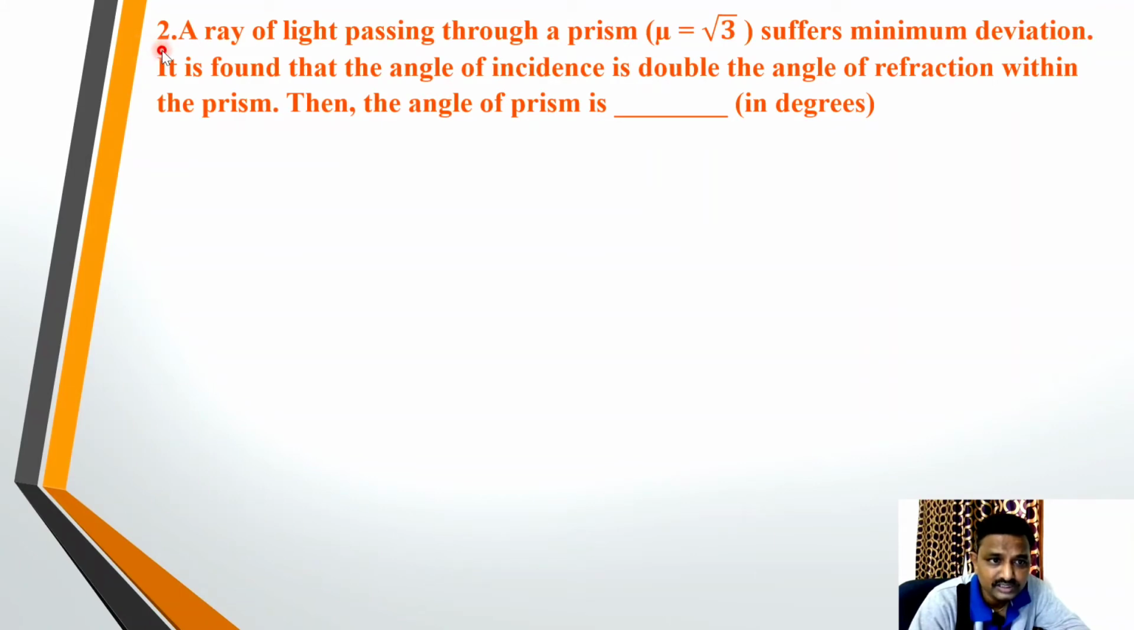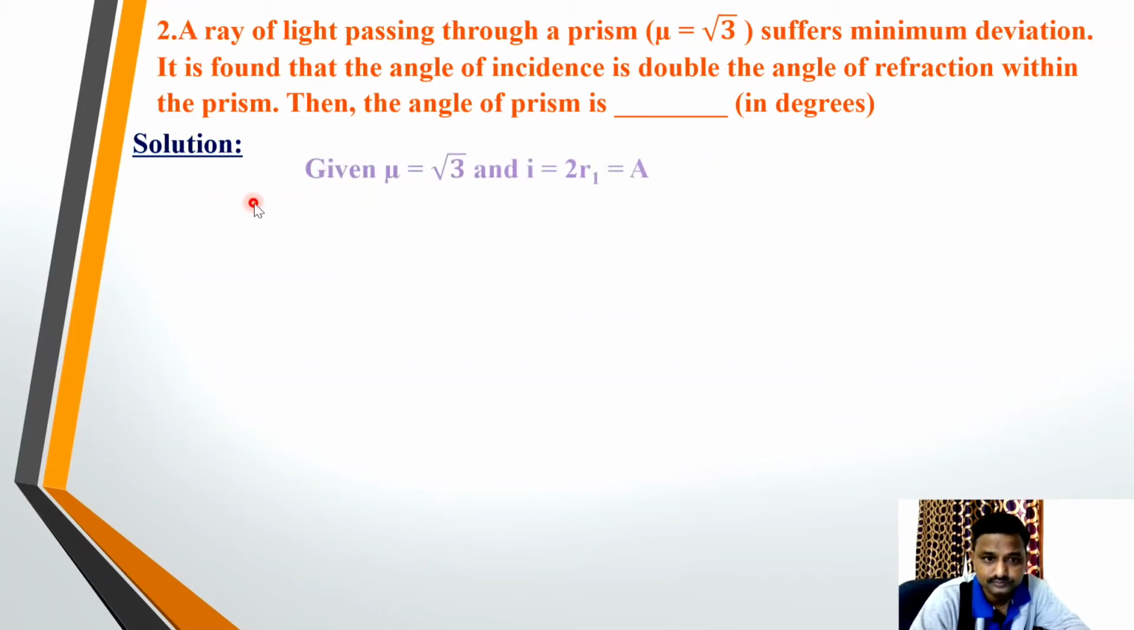Here the second question. A ray of light passing through a prism of refractive index √3 suffers minimum deviation. It is found that the angle of incidence is double the angle of refraction within the prism. Then the angle of prism is dash in degrees. So you have to calculate angle of prism here.